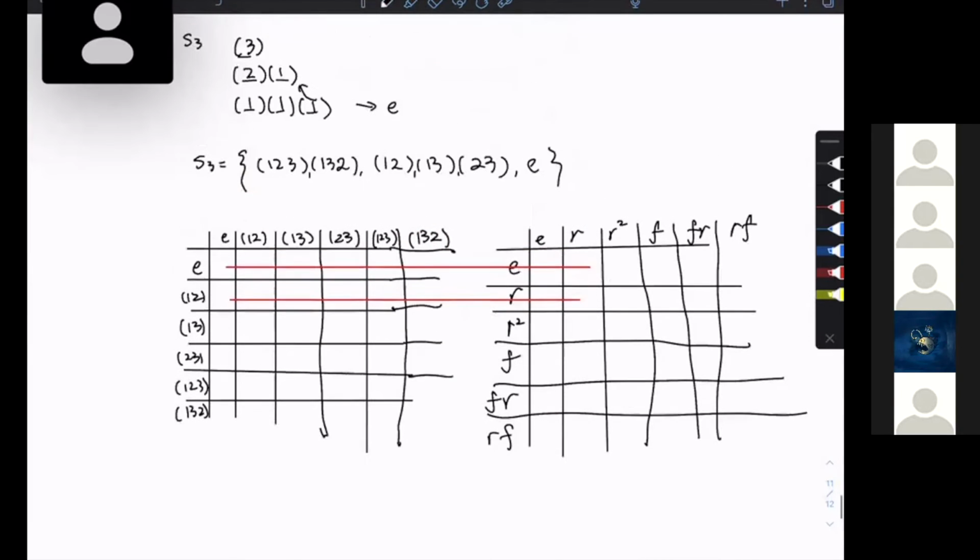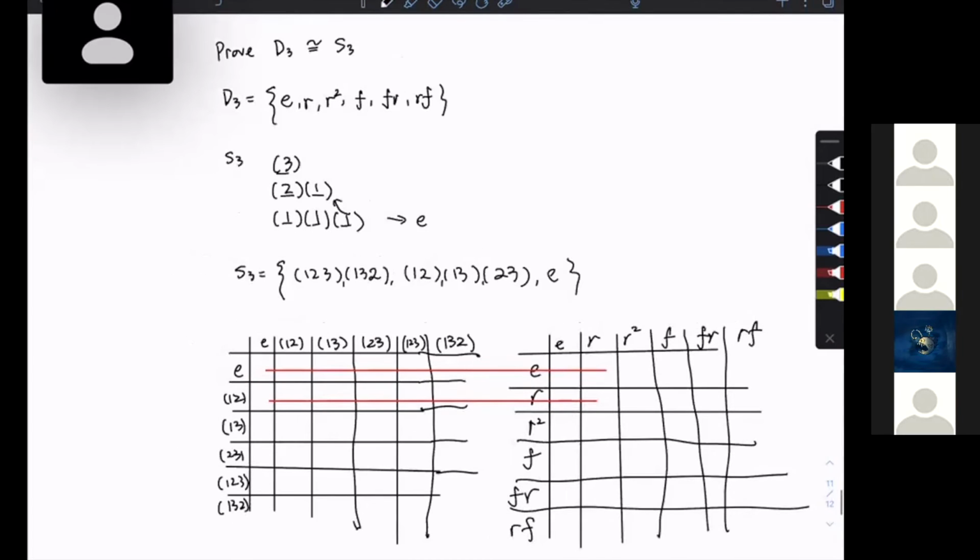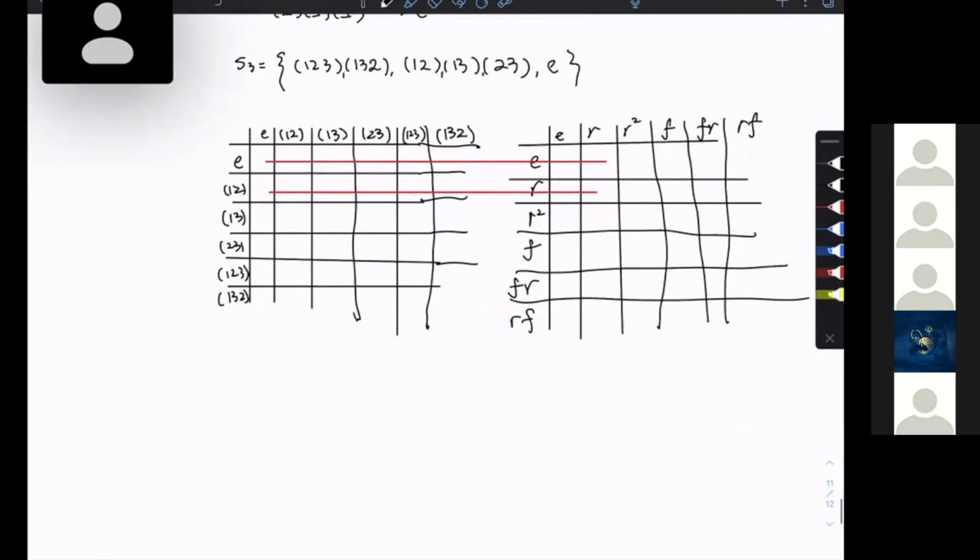In this case, because S3 and D3 have different notations, we can just claim that we have psi from D3 to S3 as a valid mapping, such that for any element x on the left side, we have psi x on the right side of the table.